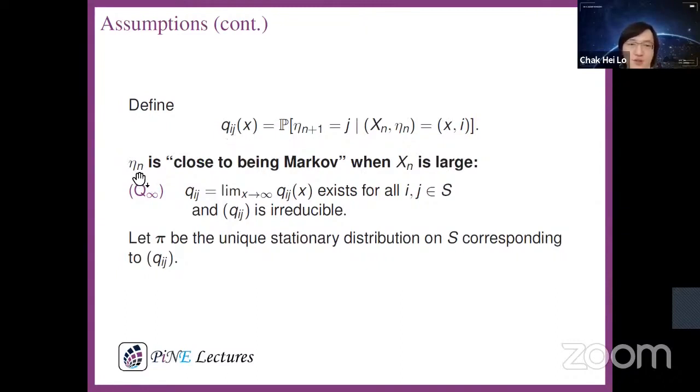We want this eta n to be close to being Markov when x n is large, so that we can have a sensible way to describe what will happen with the model when x is large. We want it to be somehow stationary. So we have Q i j equals the limit of Q i j x, which exists for all i j, and this Q i j is irreducible. This is a very sensible assumption, because if you don't have this, then you don't have a stationary distribution on S, and you can't say anything about the process in that case. So we let pi be the unique stationary distribution on S corresponding to this Q i j matrix.